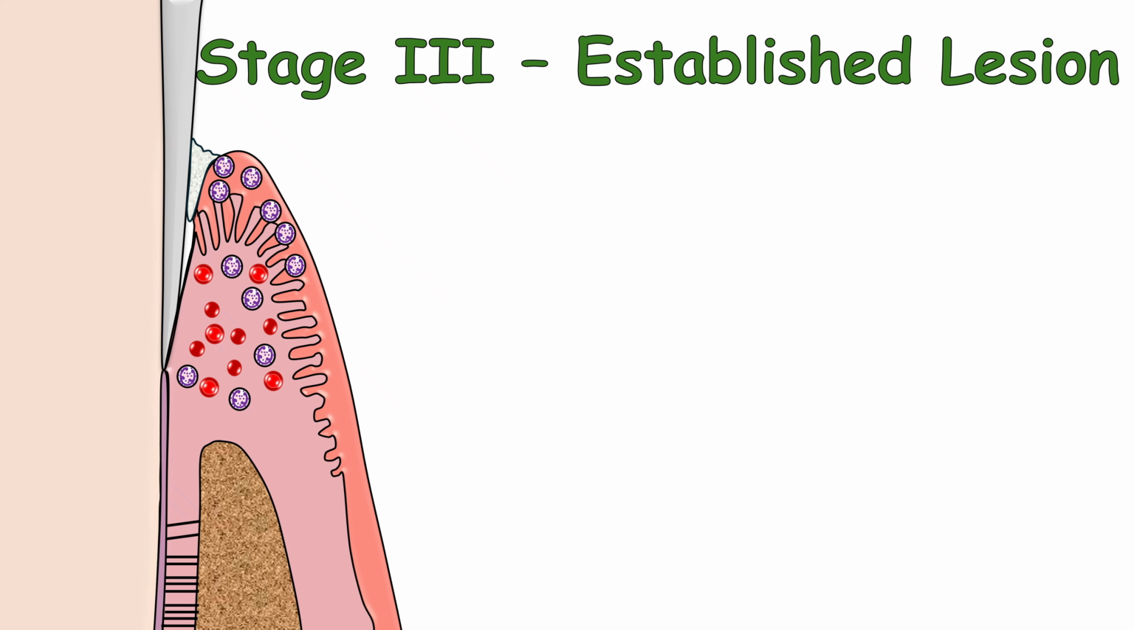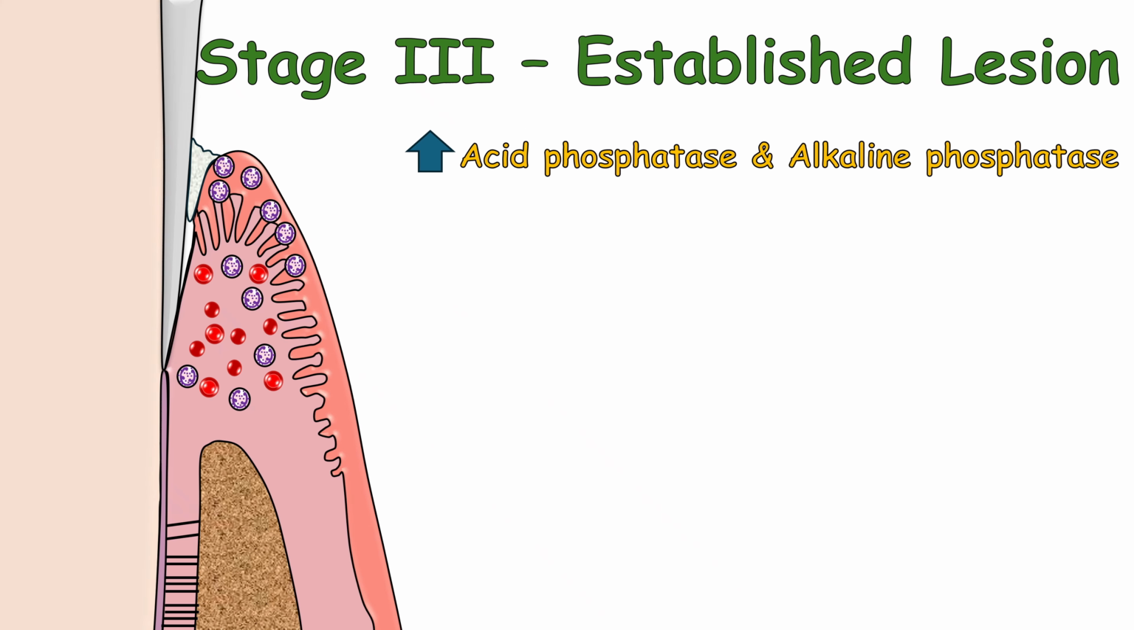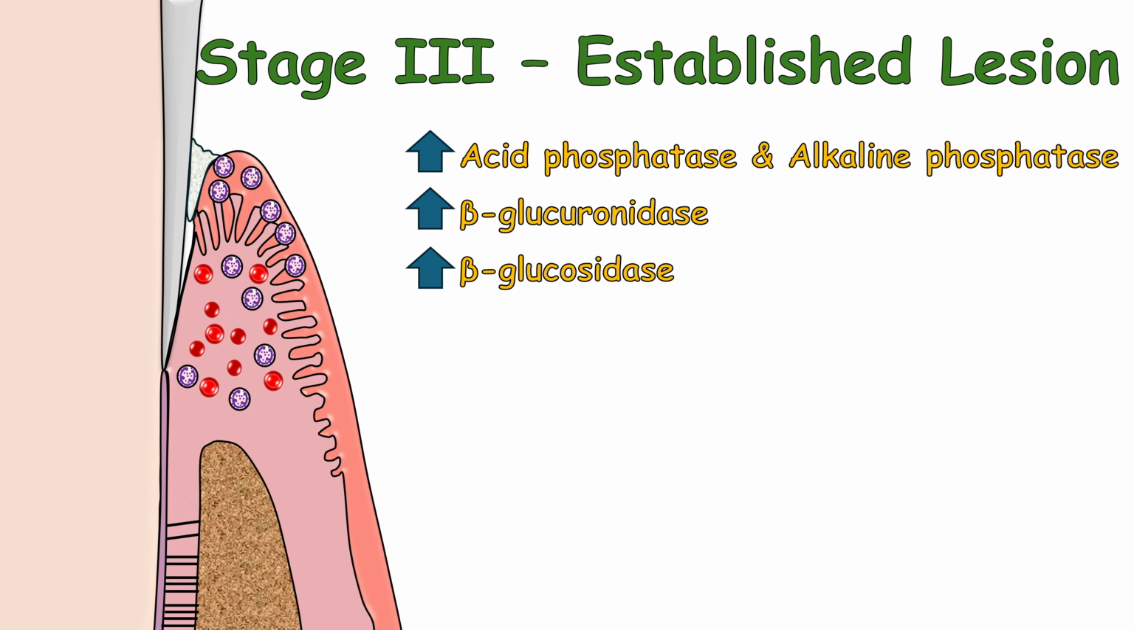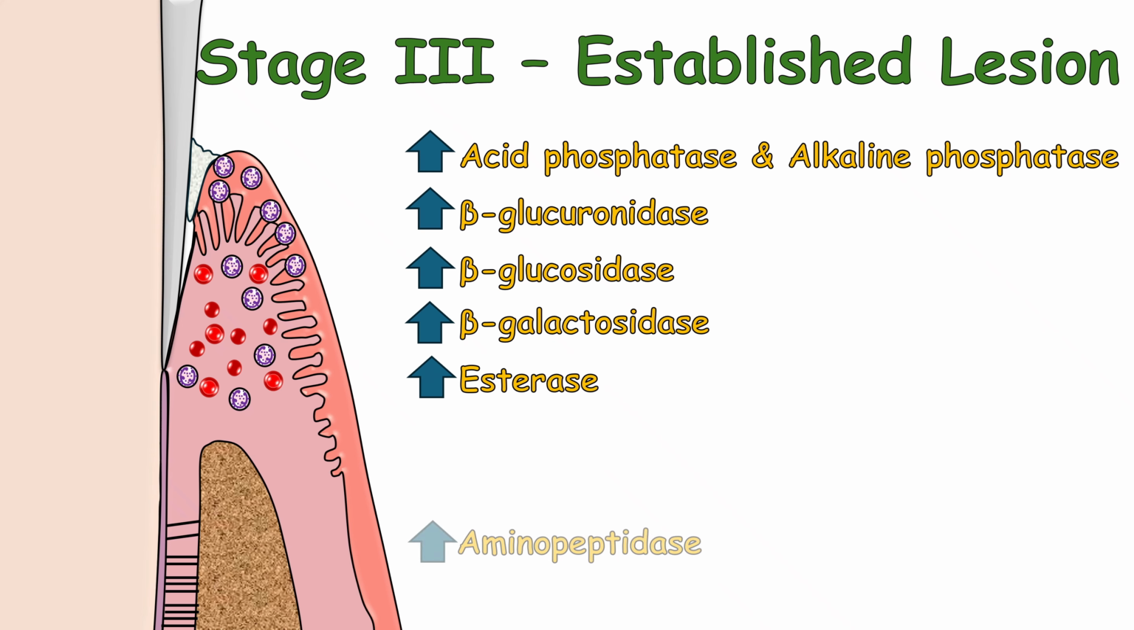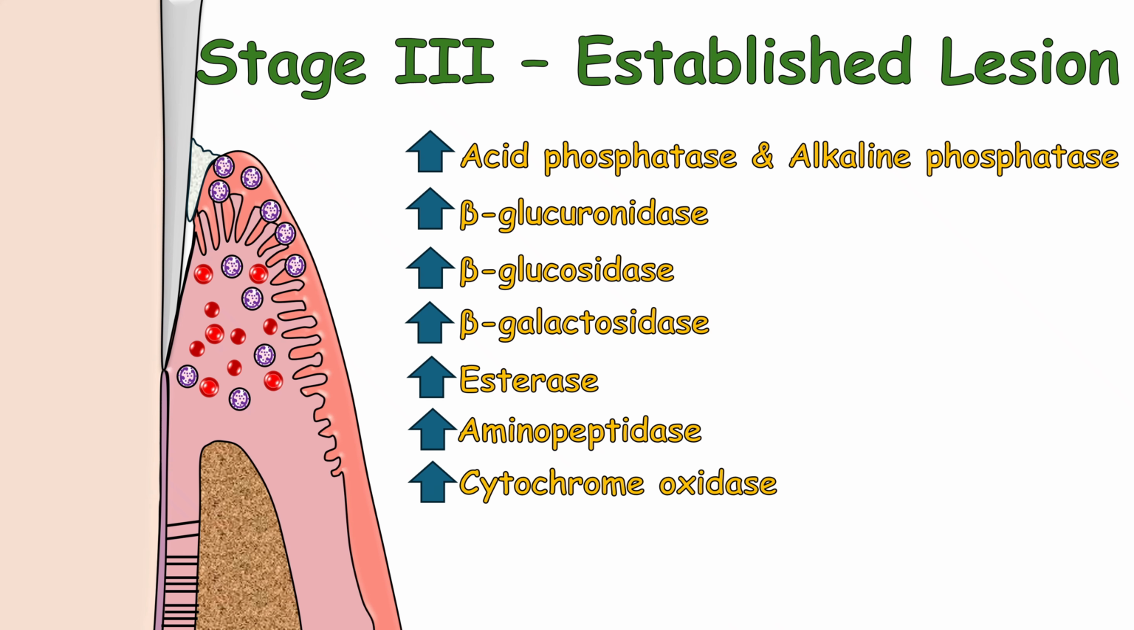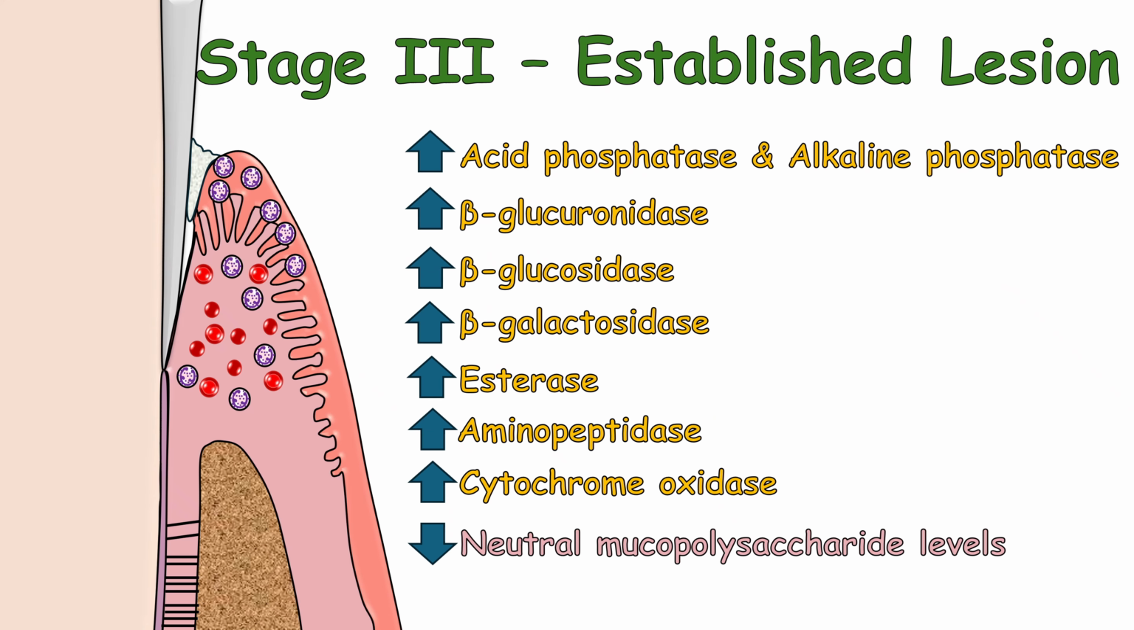In stage 3, there is increased activity of enzymes like increased acid phosphatase and alkaline phosphatase activity, beta glucuronidase, increased beta glucosidase, increased beta galactosidase, increased esterase, increased aminopeptidase, increased cytochrome oxidase, and decreased neutral mucopolysaccharide levels.